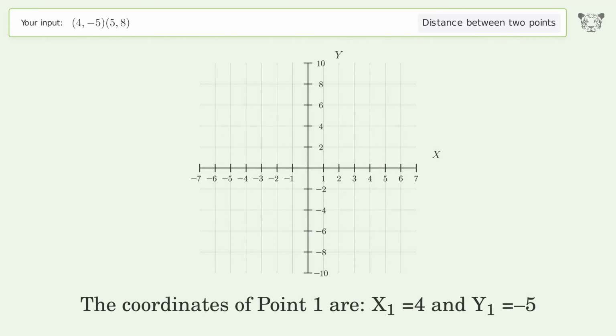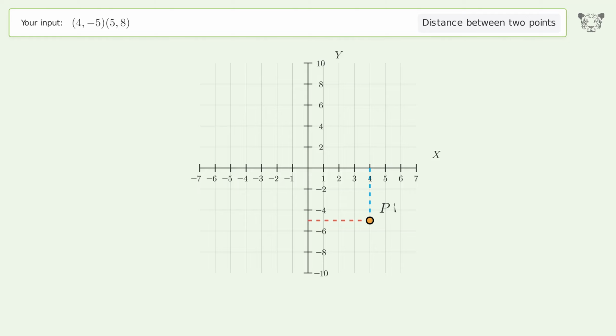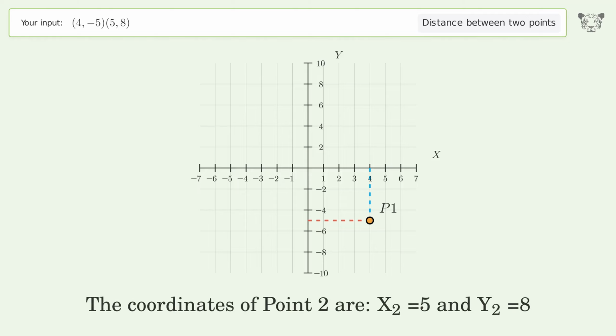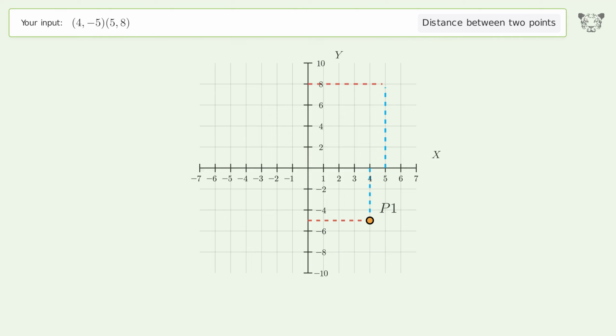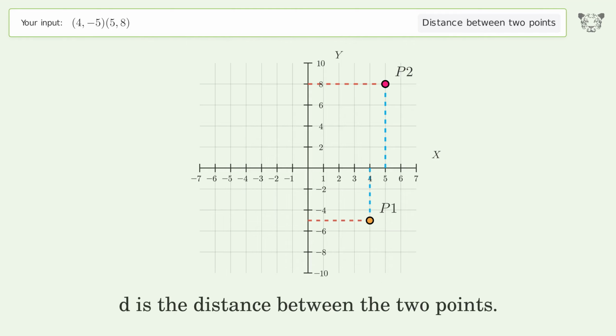The coordinates of point 1 are x1 equals 4 and y1 equals -5. The coordinates of point 2 are x2 equals 5 and y2 equals 8. D is the distance between the 2 points.